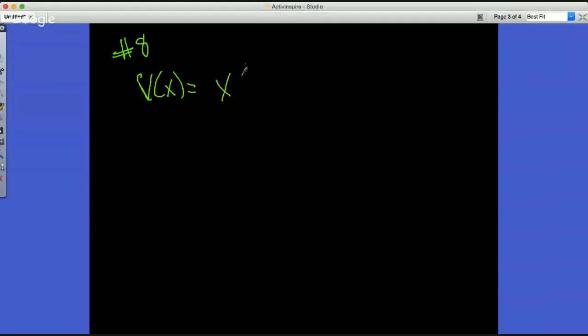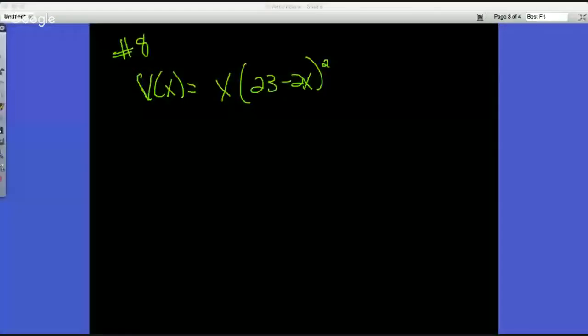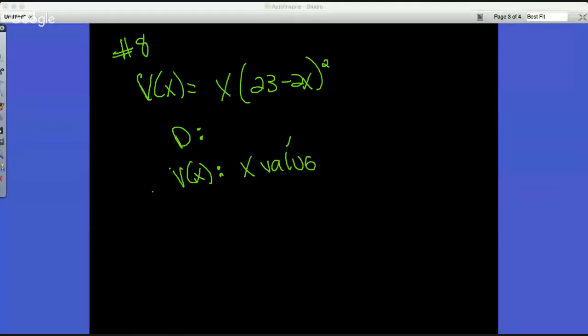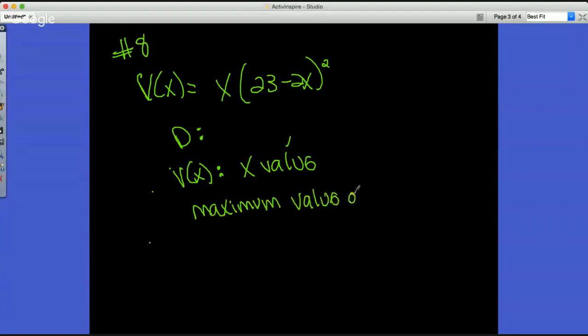V of x equals x times (23 minus 2x) squared, I believe. Let me make sure on that. 23 minus 2x. Perfect. Now it asks for a couple of things, number 1 and number 2, at the maximum. So where the volume is a maximum, they want the x value. And also the maximum volume, which would be the y.